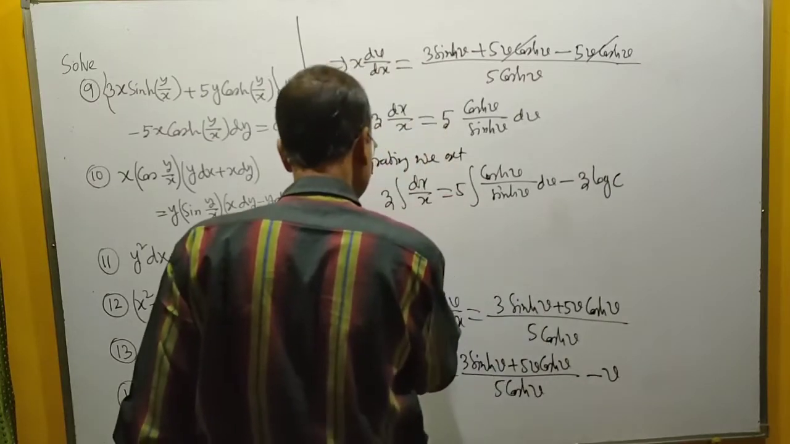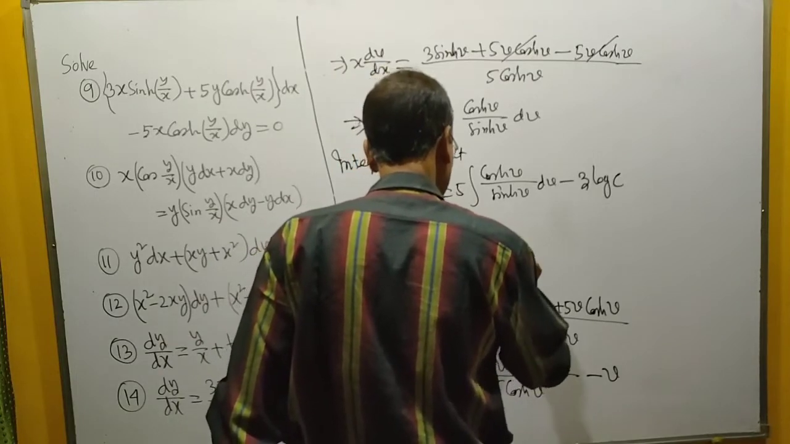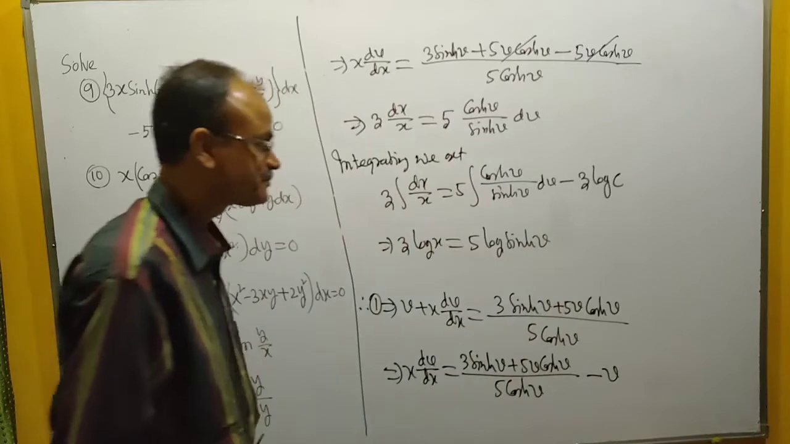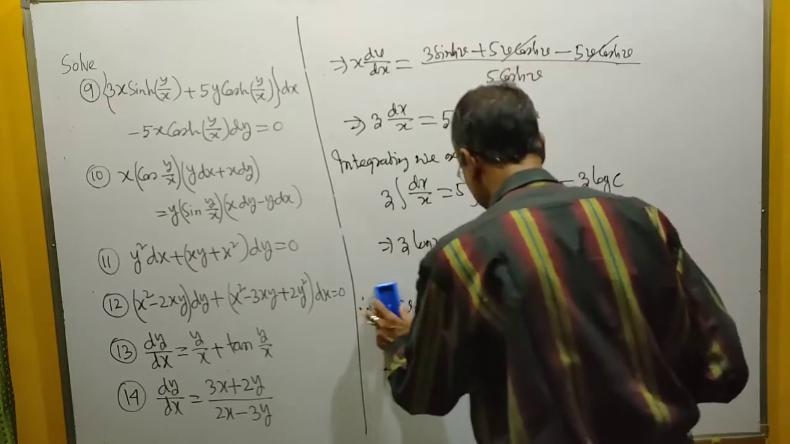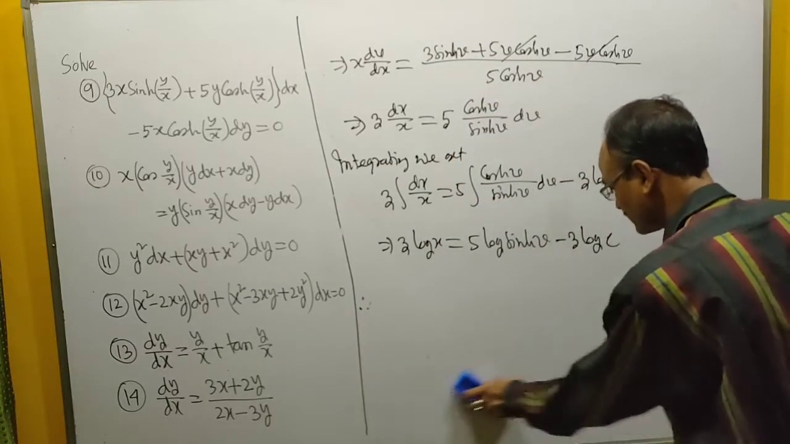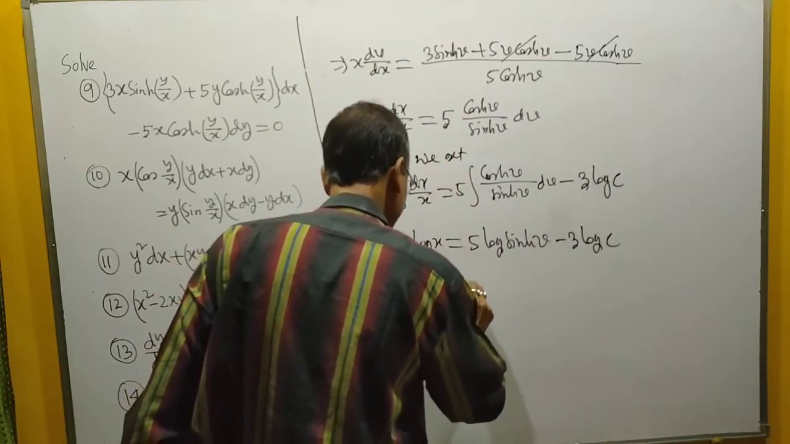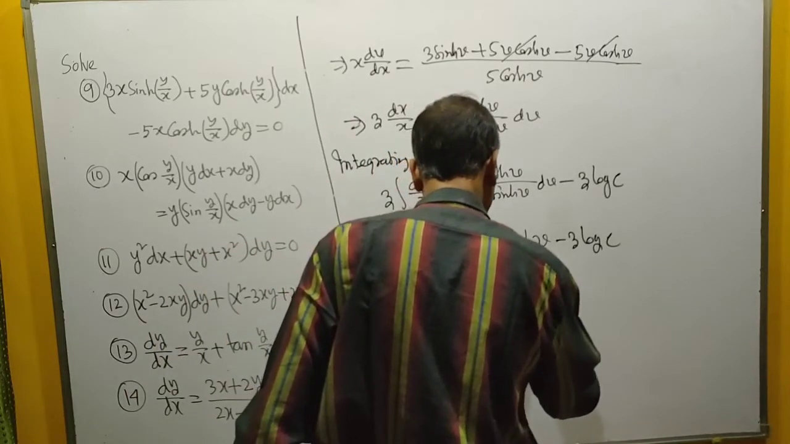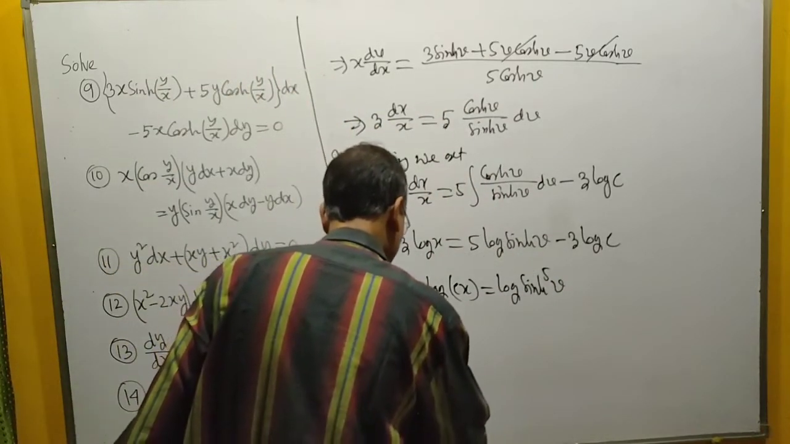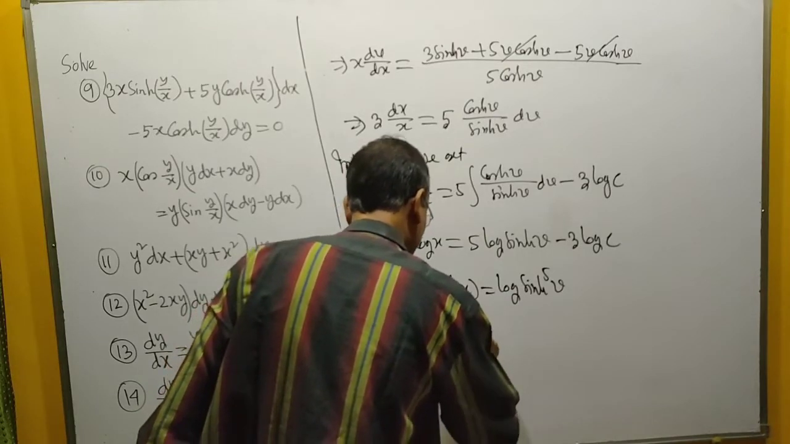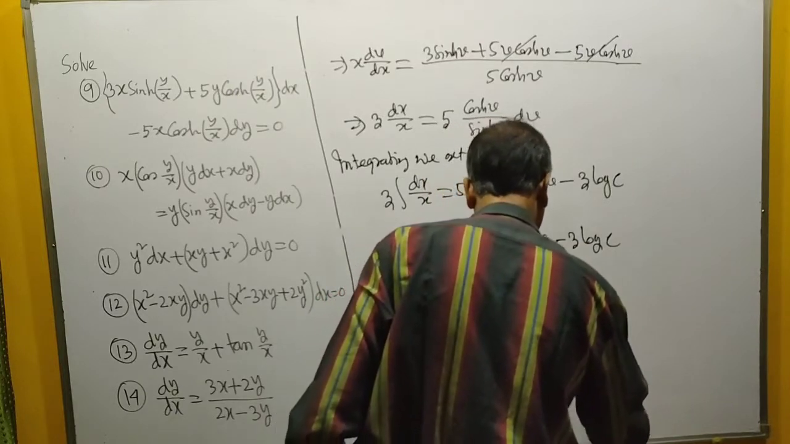This means 3 times log x equals 5 log sinh v minus thrice log c, where thrice log c is the constant of integration, suppose. Or, 3 times log cx equals log sinh to the power 5 v, or log of (cx) whole cube equals log of sinh to the power 5 y by x.